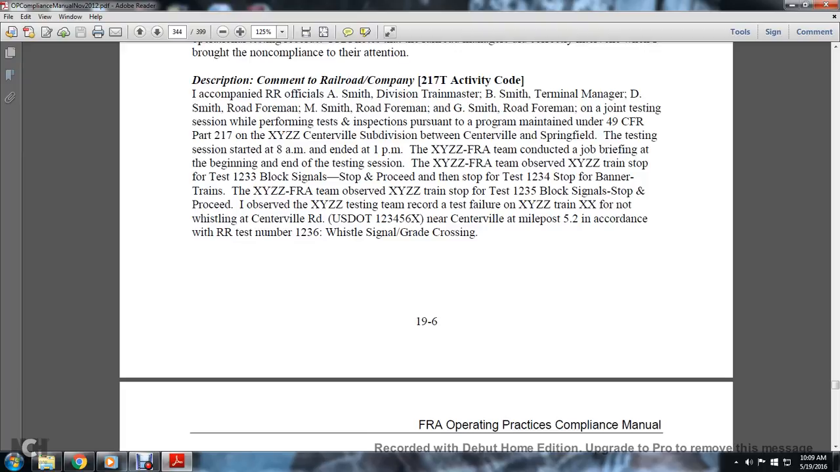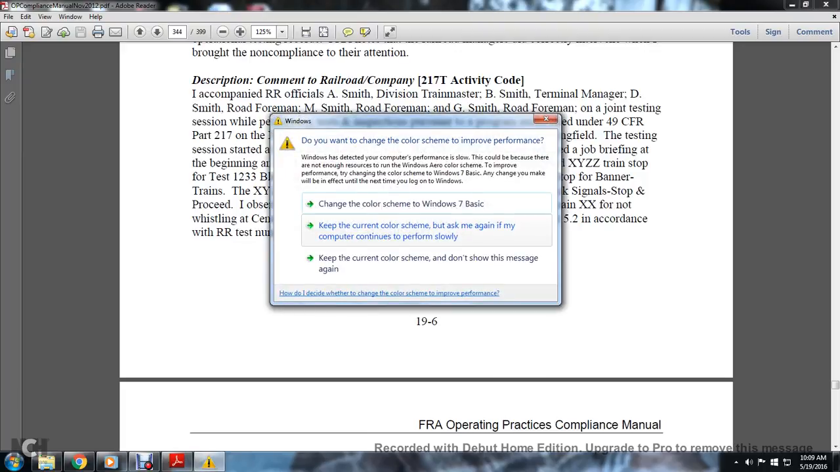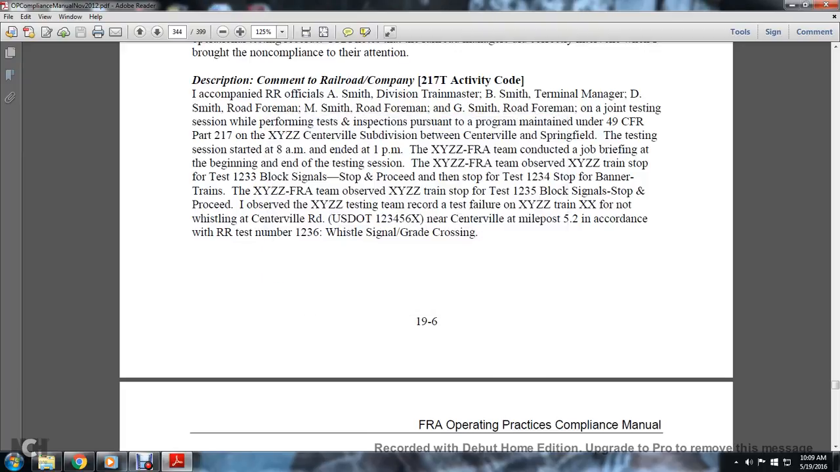observed the XYZZ train stop on test 1233, block signal stop, proceed, then stop at the test 1234, stop banner trains. The XYZZ train FRA team observed the XYZZ train stop on test 1235, block stop and signal proceed. Observed the XYZZ testing, recording the testing failure.